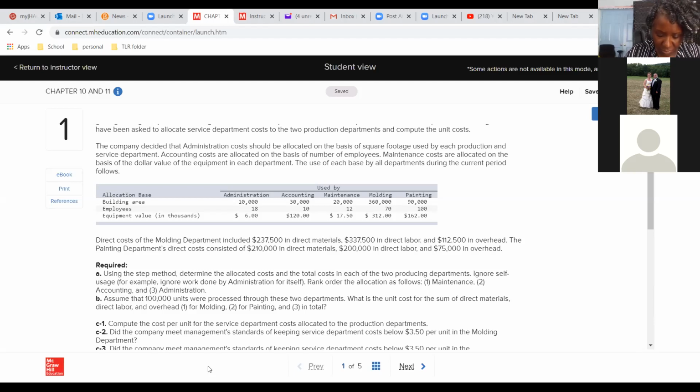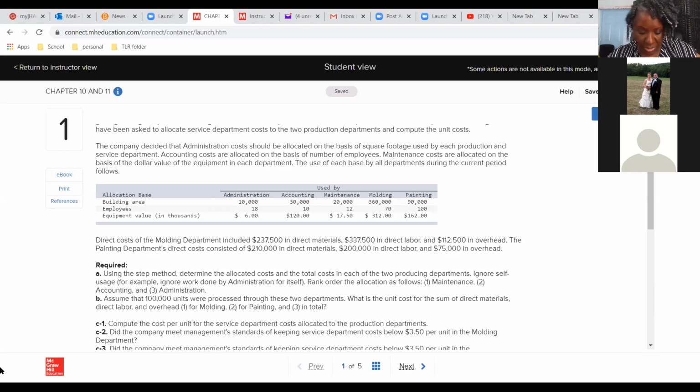Let's try one at a time. Yes, we're doing one at a time. We're not going to do them all at once. Let's deal with accounting. We're going to take our maintenance cost of 200,000 and spread it over to the accounting department, the administration, the molding, and the painting. So how much are we going to allocate to our accounting department? I'm going to do it on paper, and then I'm going to try to explain what we're doing.